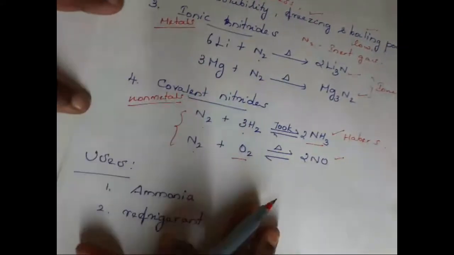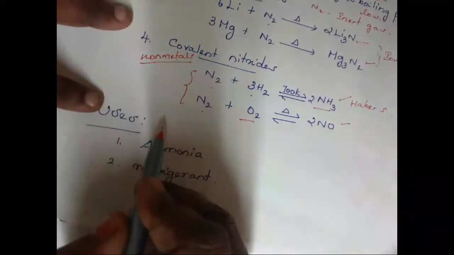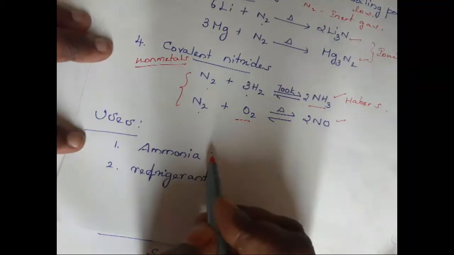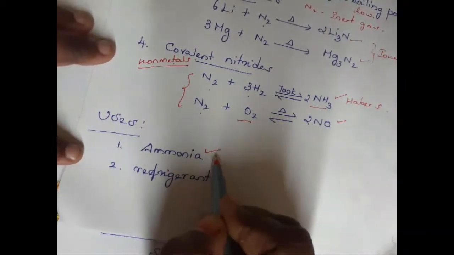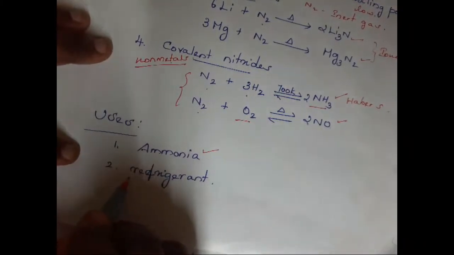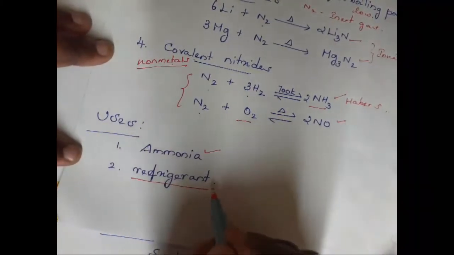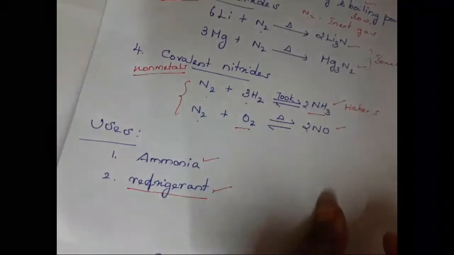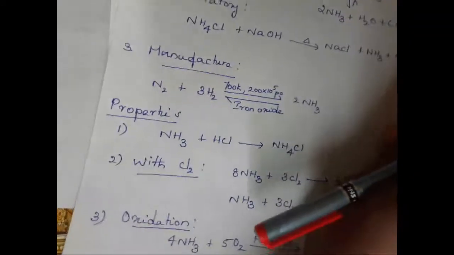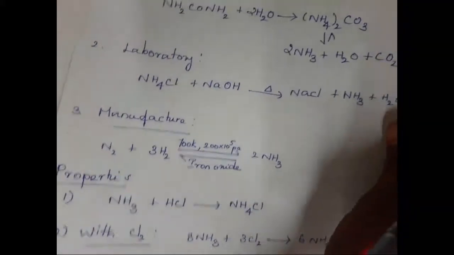Now let us see the uses of nitrogen, dinitrogen. Dinitrogen is used to manufacture ammonia, that is by Haber's process, and also in the liquid state dinitrogen acts as a refrigerant. Now let us move to the next compound, that is ammonia.